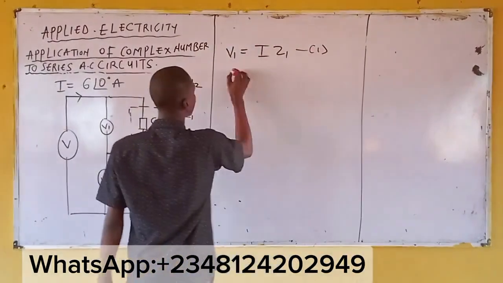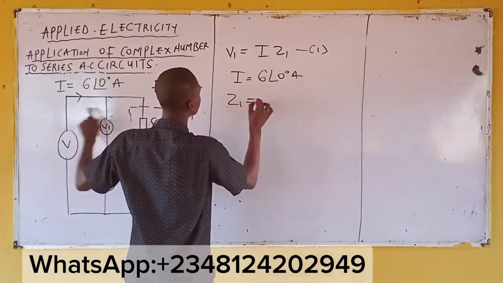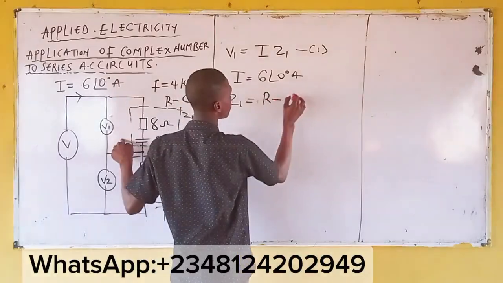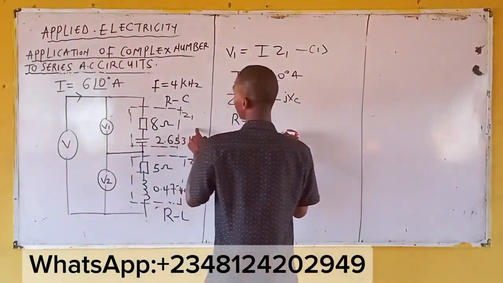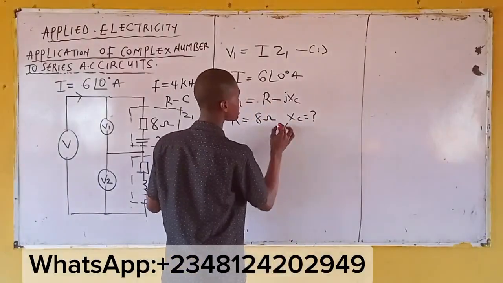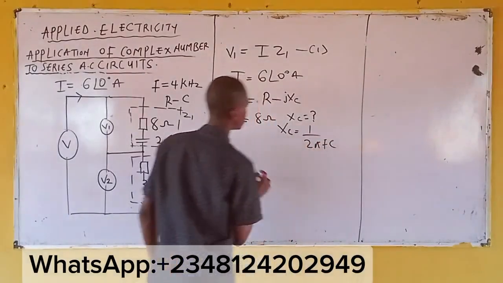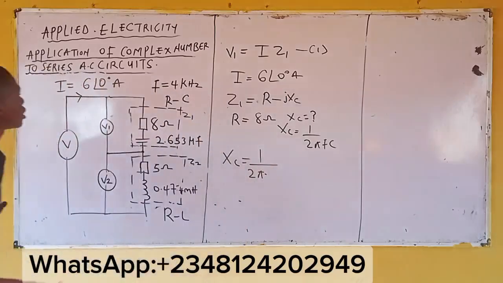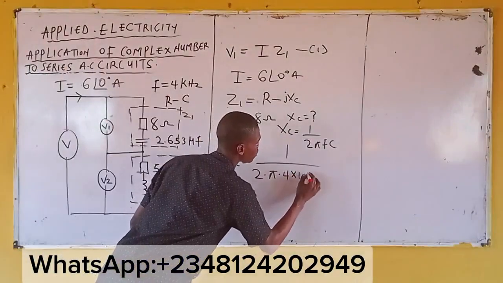V1 equals I times Z1. What's our I? I is given as 6 degree ampere. Let's get Z1 using the formula, R minus jXC. Now, what's our R? R is, check this diagram. What's your XC? Unknown. Solve XC using the formula 1 over 2 pi FC. Now, XC becomes 1 over 2 pi. What's the frequency? Frequency is 4 kilohertz, 4 times 10 raised to power 3.